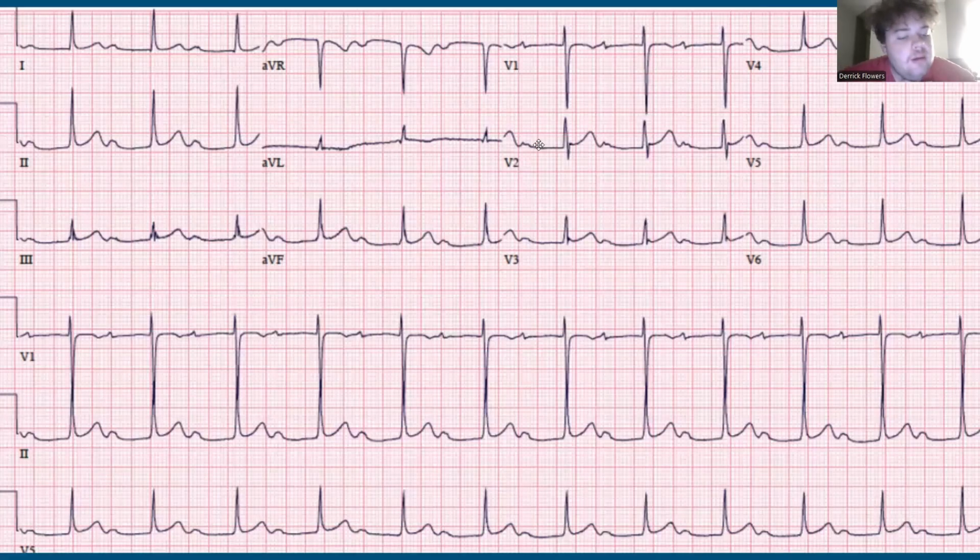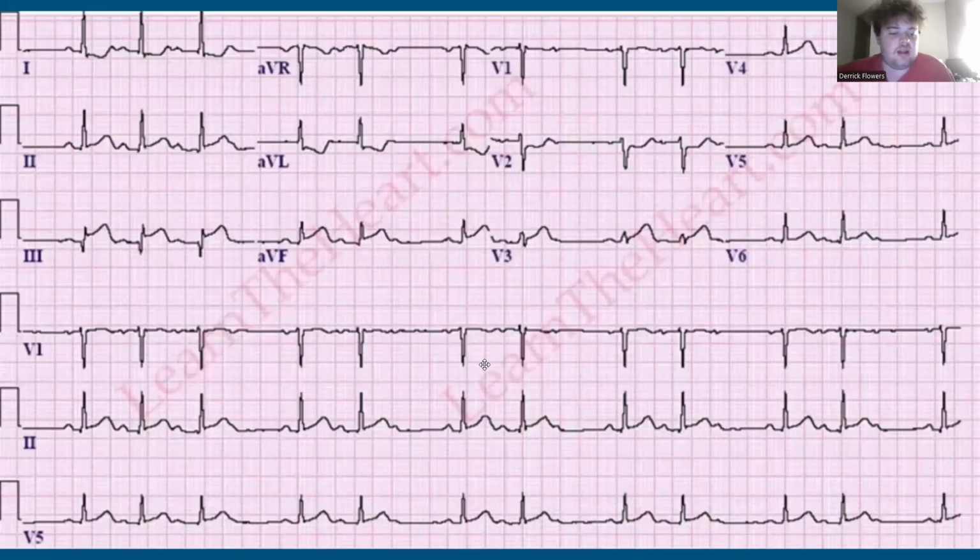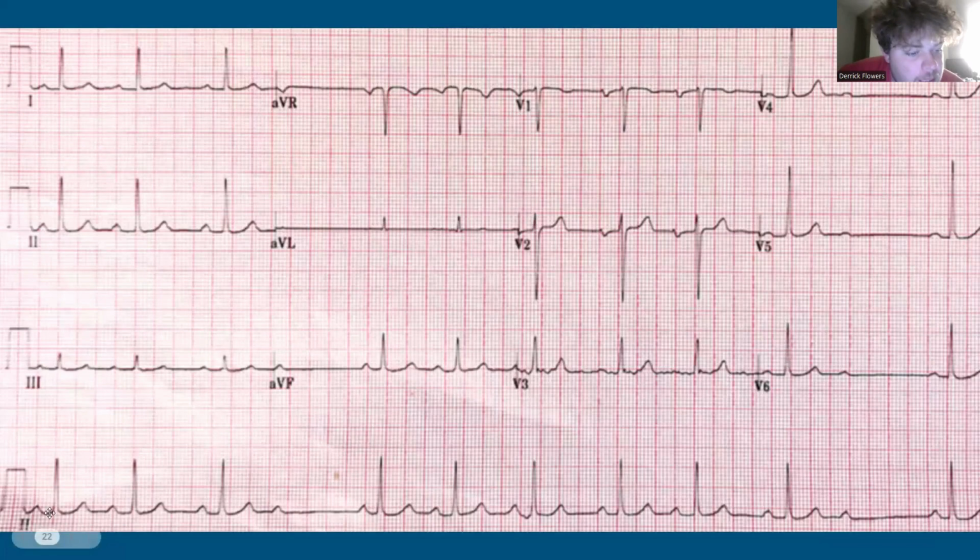This is a first degree. All you really have here is your PR is longer than 0.2. That's all you have. Next one. This is second degree type 1. Look down here in lead 2. Your PR right here is longer, drops a beat, does the same thing. Second degree type 2, the PR stays the exact same, but a beat drops out of nowhere.